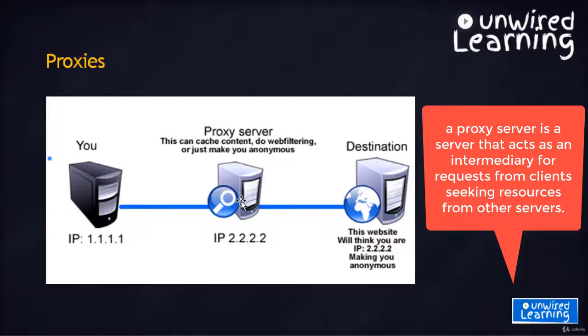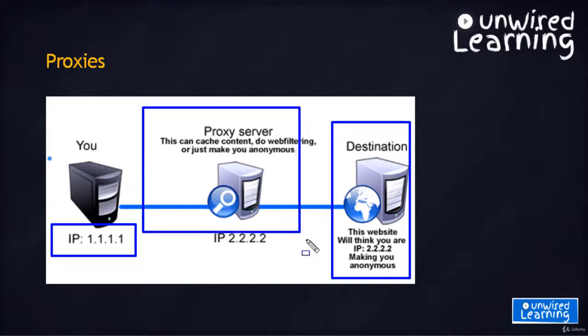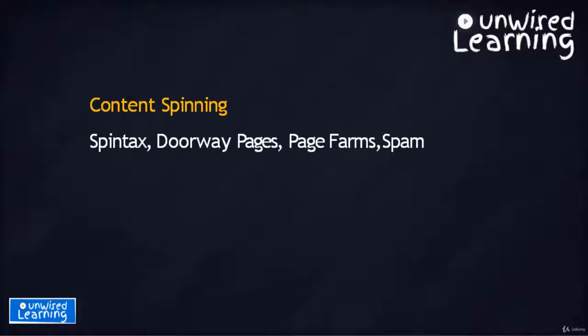Suppose I'm going to visit a particular website, and my IP address is 1.1.1.1, and I want to visit this website but hide my IP. So what I do is use a proxy server. This server will have its own IP, that is 2.2.2.2. So my location will be hidden, my IP will be hidden, and the website will see the fake IP that I am using.